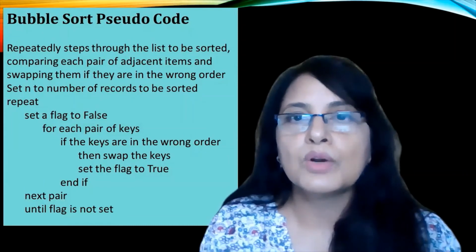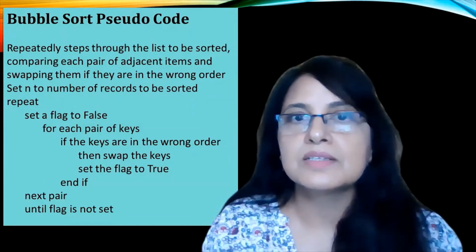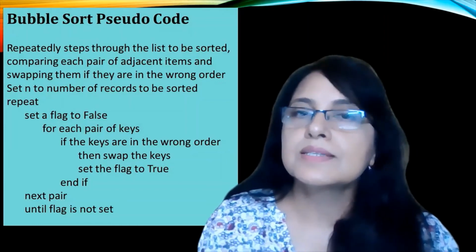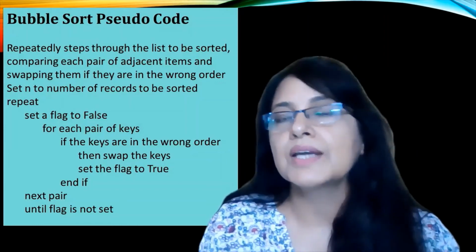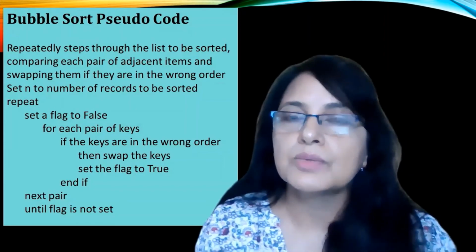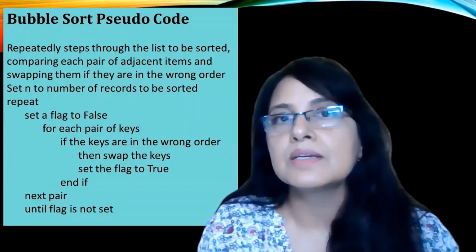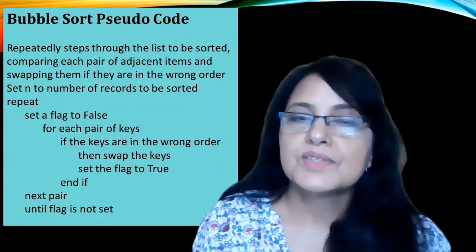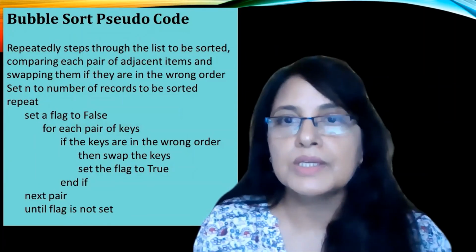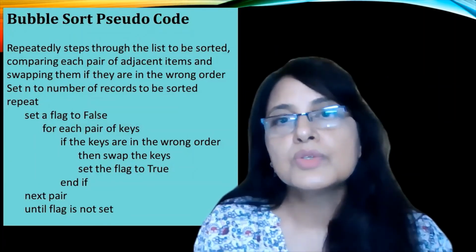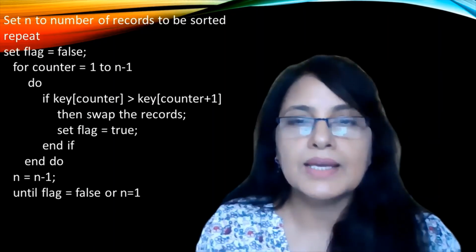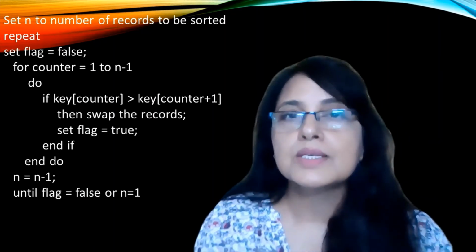Then for each pair of keys, that is the two adjacent items, if the keys are in wrong order, then swap the keys and set the flag to true, end if, and go to the next pair. And until the flag is not set, we keep repeating this. That means that if the flag remains false, so all the numbers are compared and they are sorted, so we no longer need to swap. So pseudocodes can be written in multiple ways, just like algorithms and flowcharts.